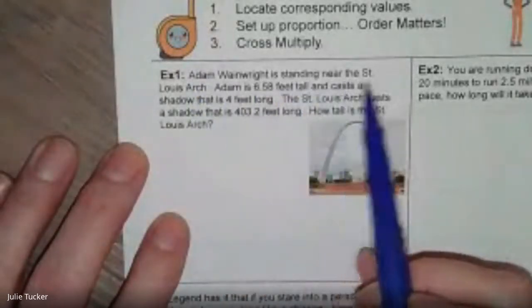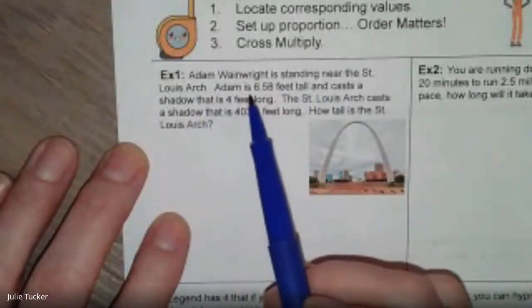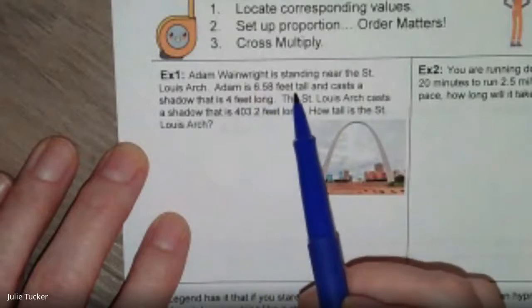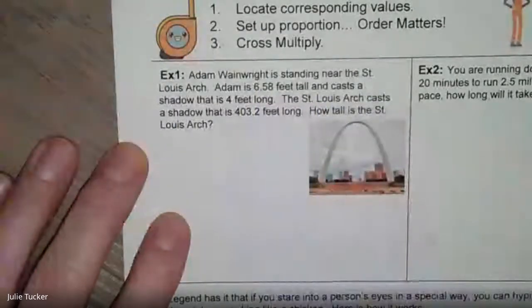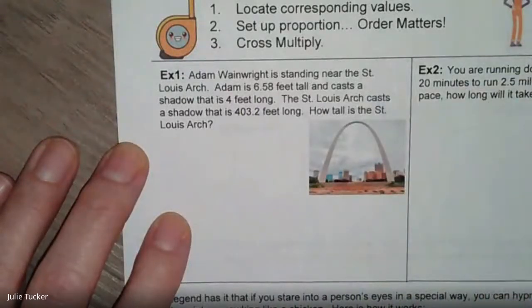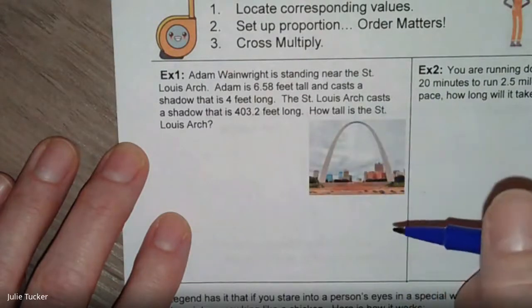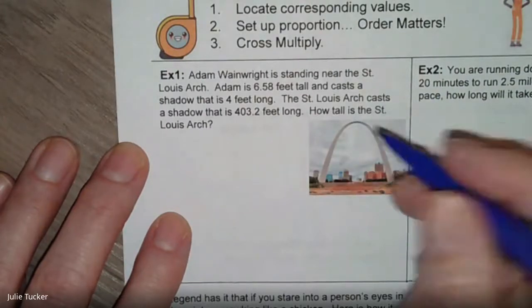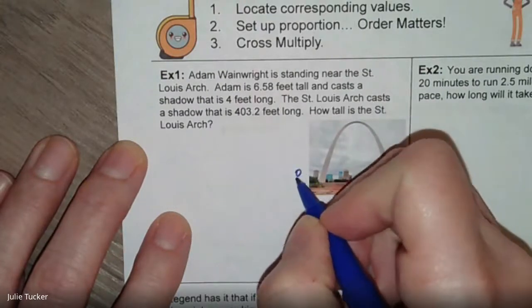Adam Wainwright is standing near the St. Louis Arch. Adam is 6.58 feet tall, and he casts a shadow that is 4 feet long. Okay, let me just draw. Now, this is not going to be to scale because a real person compared to this arch in the picture would be like the size of a dot. So I can't make it small enough. So I'm just going to draw a little stick figure for Adam Wainwright.